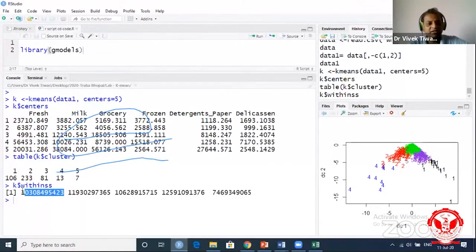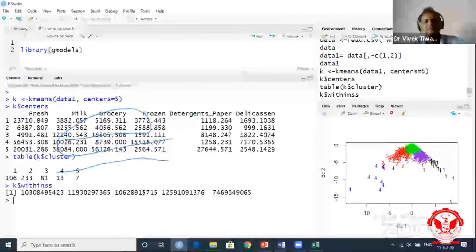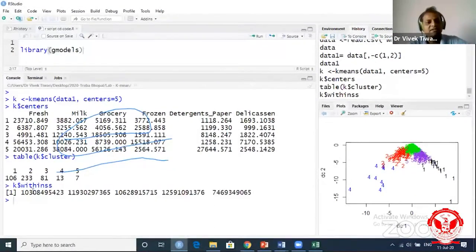That is the within SSE of cluster 1, within SSE of cluster 2, cluster 3, cluster 4, cluster 5. Within SSE means, suppose cluster 1 has 106 observations. So that is the sum of the Euclidean distances between all the data points of cluster 1. Suppose there are 106 data points.